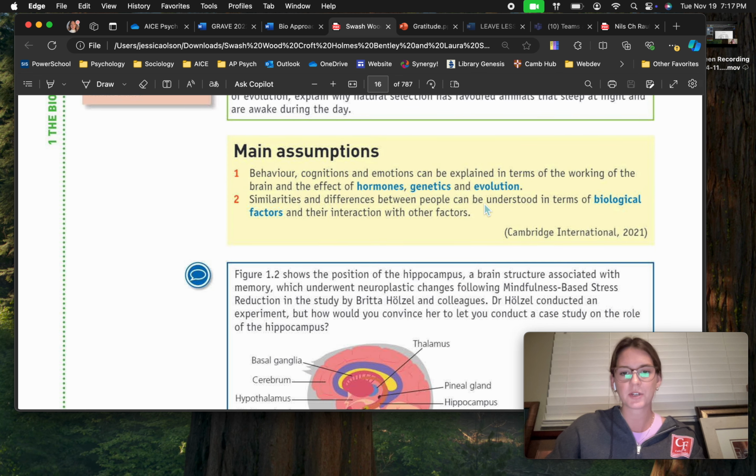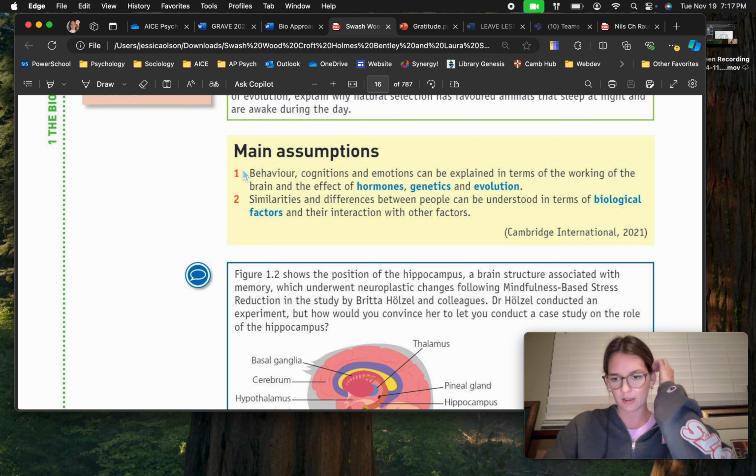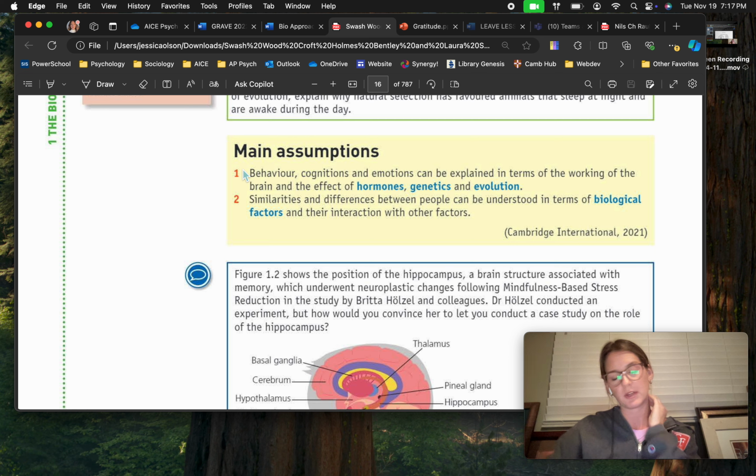Now, the main assumptions of the biological approach, and these might look different on your packet. I think I did put them on your packet for you, and it's different in the other textbook, but the main ideas are there. It's okay that they're different. You just want to know one of them, really. So one main assumption is that behavior, cognitions, and emotions can be explained in terms of the working of the brain.